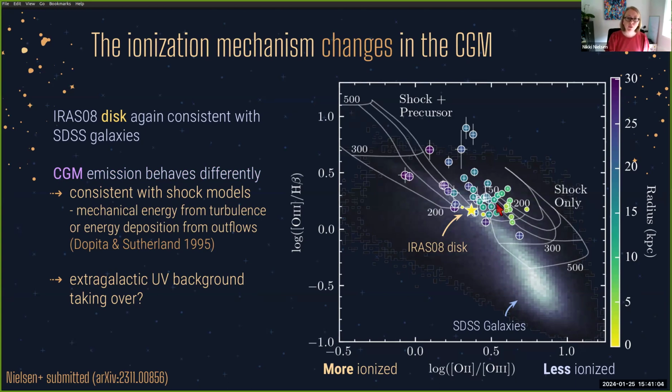But then as you move further and further away from the galaxy, the points come off of the shock models. And what we think is happening there is that the extragalactic UV background starts to take over. And that's not unsurprising, because we typically assume that the CGM is ionized by the extragalactic UV background in absorption.